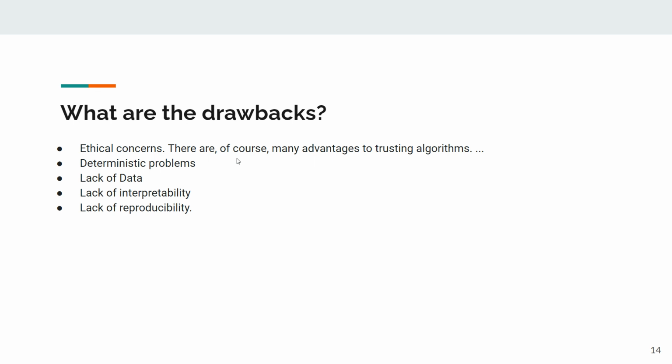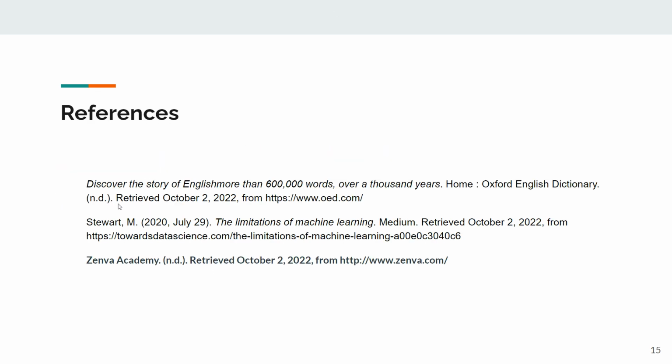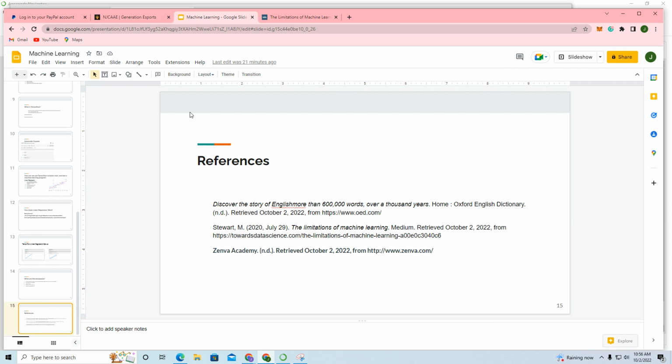Lack of interpretability: computers are really good at finding patterns that we might not see, but if we aren't able to identify what those patterns mean, then that's another problem. For the references, we have the dictionaries, the Zenva Academy, where we're going to go through how to do some of these things in real world scenarios, and the limitations from this article, with the bullet points explained in more detail.